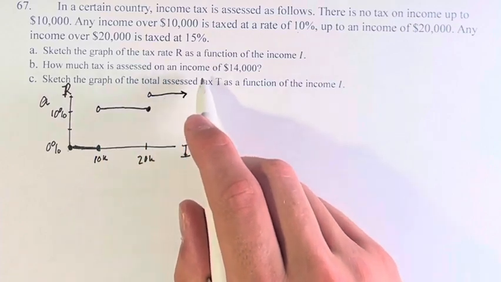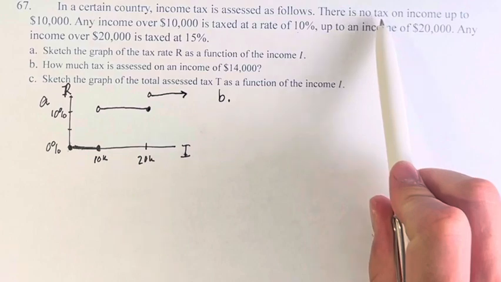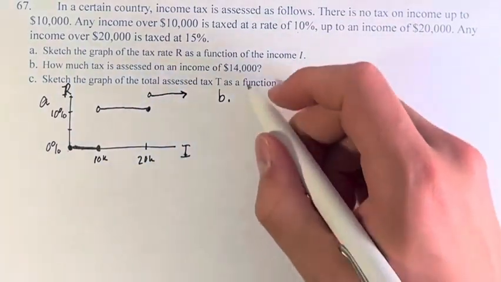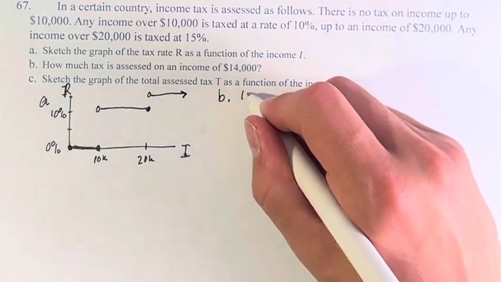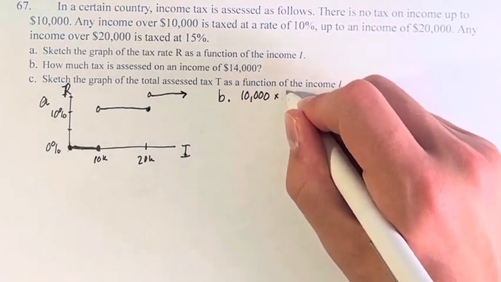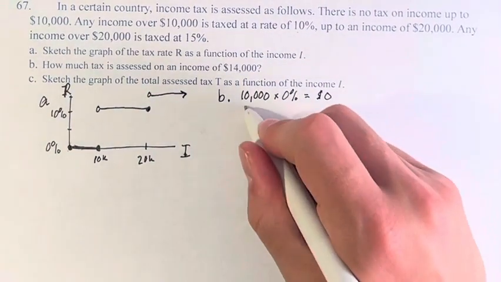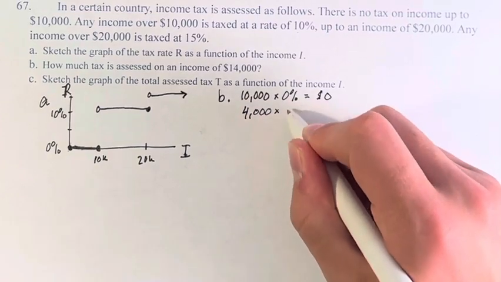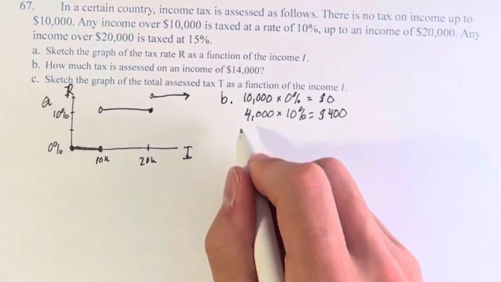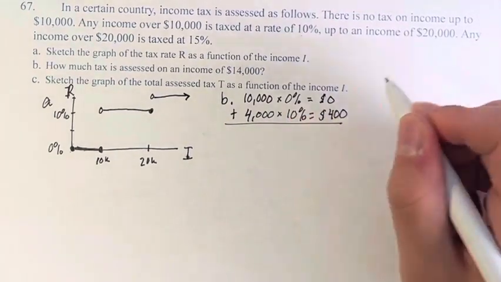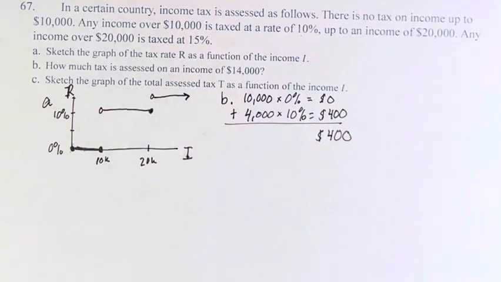How much tax is assessed on an income of $14,000? There's no tax on income up to $10,000. And income over $10,000 is taxed at 10%. So for the first $10,000, there's a 0% tax. So that is $0. And the extra $4,000 is taxed at 10%, which is $400. $0 plus $400 is $400. This is the total tax assessed on an income of $14,000.